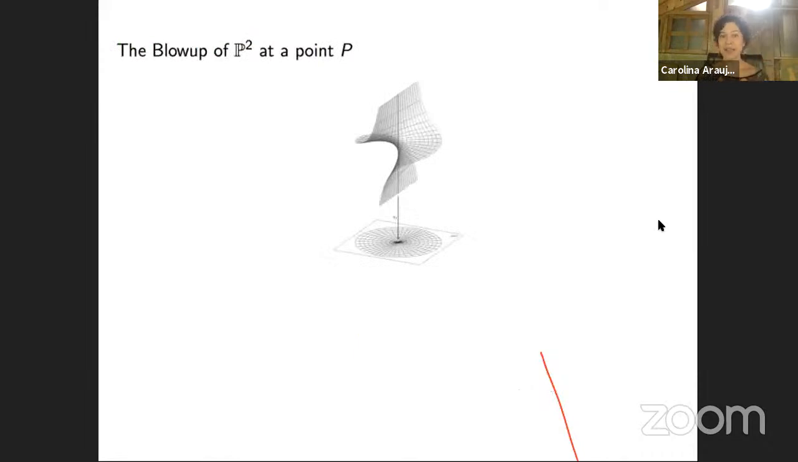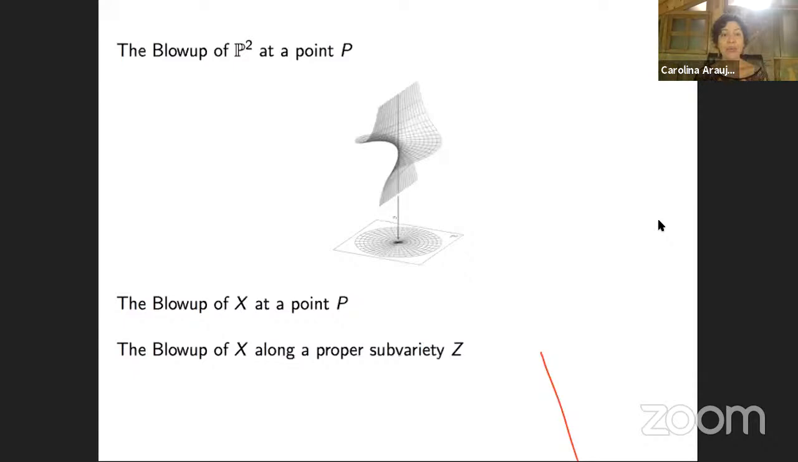And you can actually generalize this construction to blow up any variety at a point P. And even more, you can blow up any variety along any proper subvariety. So now let me just point out that in general, what we are going to do is replace the subvariety Z. Each point of the subvariety is going to be substituted by the projective space of normal directions of Z in X at this point. So we have, again, an isomorphism between dense open subsets of the blow up and the original variety.